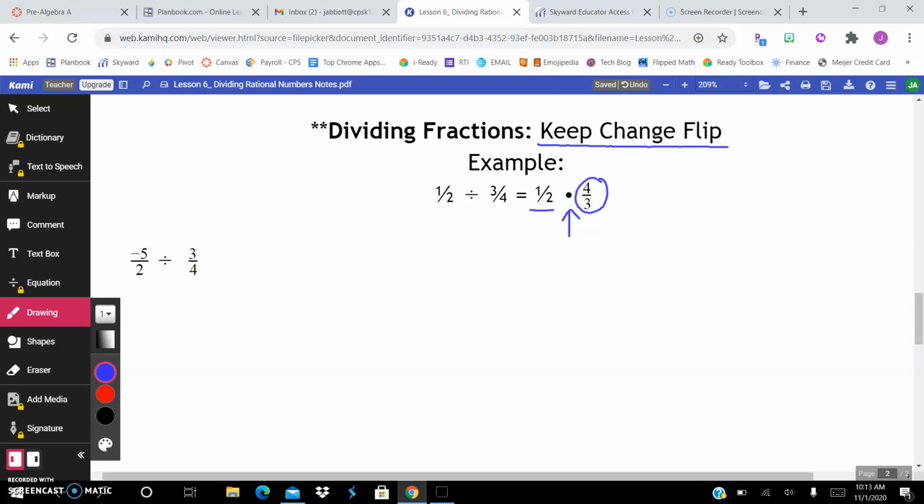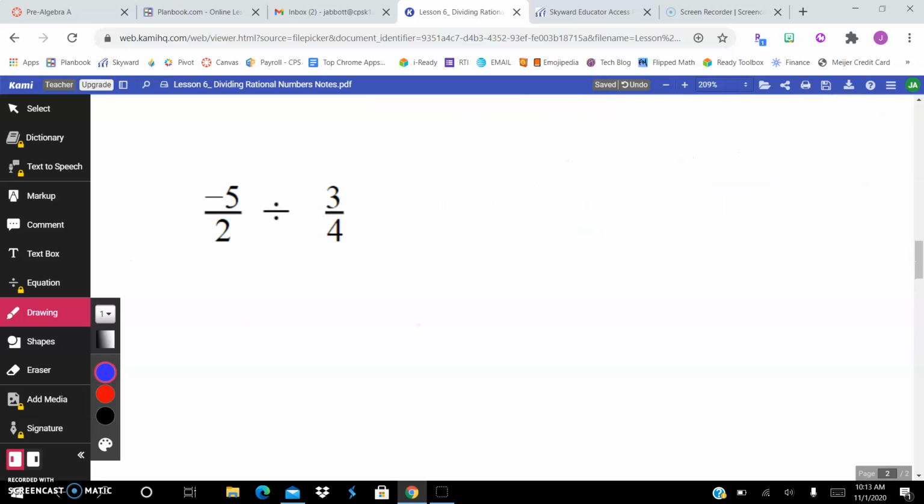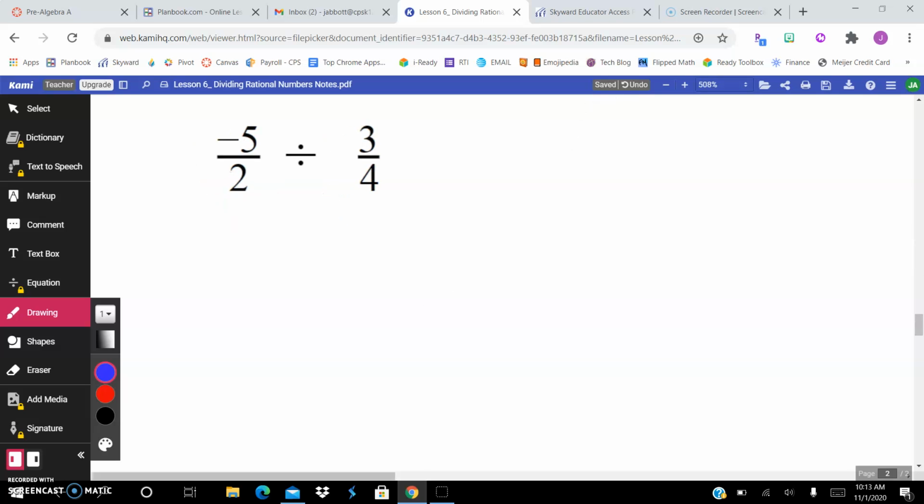So that's called its reciprocal, flipping the fraction. So keep, change, flip. Keep that in your mind. You are going to use that quite often. So my first example here for us to do is -5/2 divided by 3/4. So we're going to keep the -5/2. We're changing this to multiplication, and we're going to flip 3/4 so it becomes 4/3.